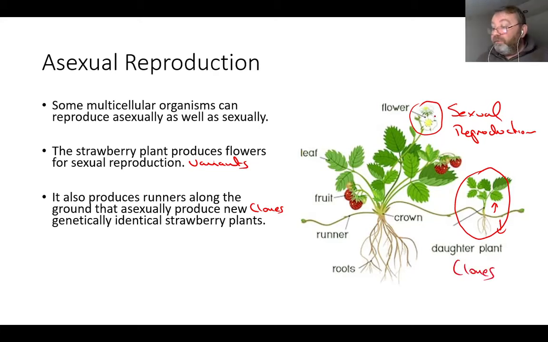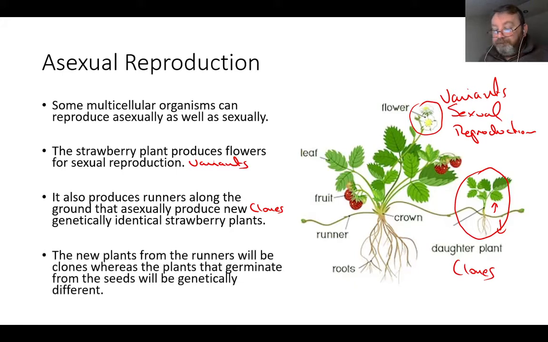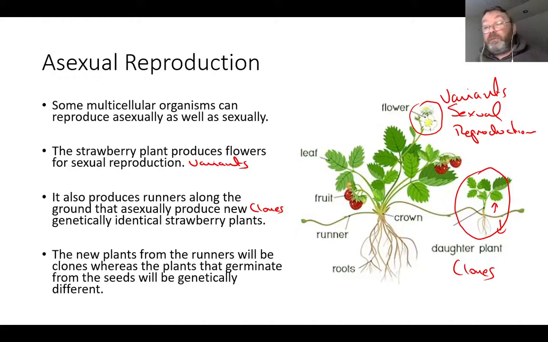So the flowers will produce the variants and the runners will produce the clones. Okay. The new plants from the runners will be clones, whereas the plants that germinate from the seeds will be genetically different. So we have other species out there as well that can do the same thing.